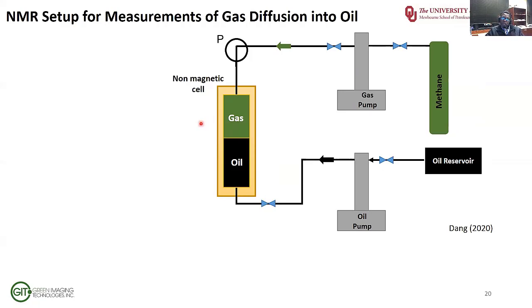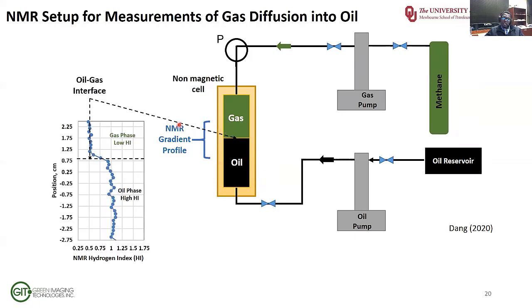However, to do this kind of measurement, you will need a little more specialized NMR. That will be an NMR that has a gradient coil, because a gradient coil allows you to focus your NMR measurements at different spots along the length of the pressure vessel or along the length of your sample. So we will need an NMR gradient to do gradient profile measurements. And so when we do that, we can track our oil and gas interface, which happens to be over here at 0.75 centimeter.